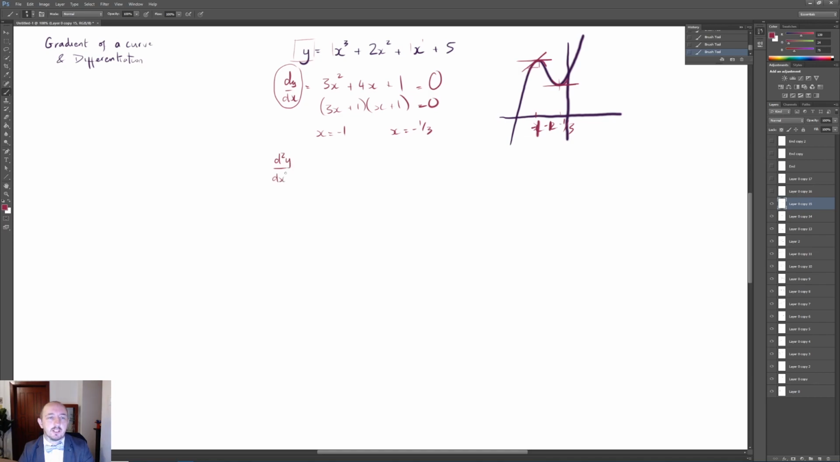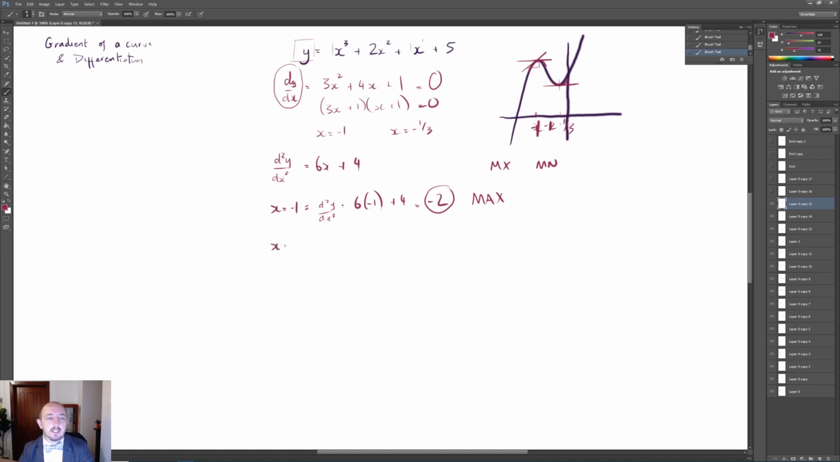So we differentiate this again, and we get 6x plus 4. That is the second differential, and this tells you whether it's a maximum or minimum. Okay? So when x equals -1, d2y by dx squared equals 6 lots of -1 plus 4, which is -2. And if you get a negative number when you do the second differential, that is a maximum.